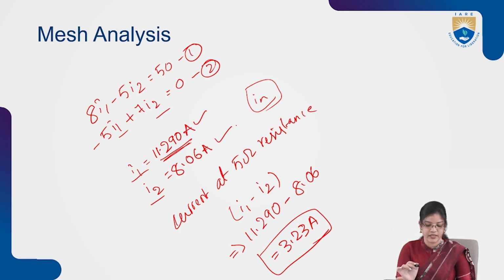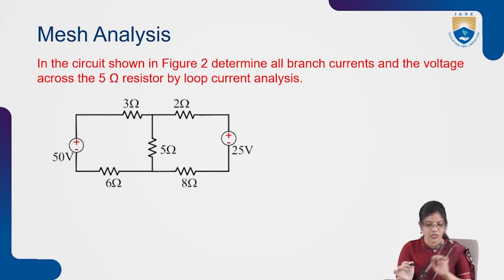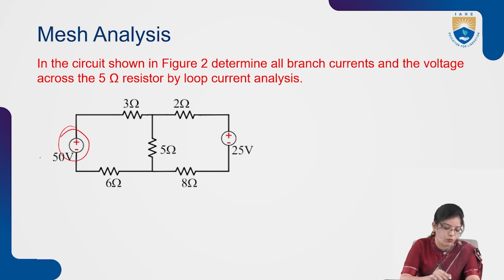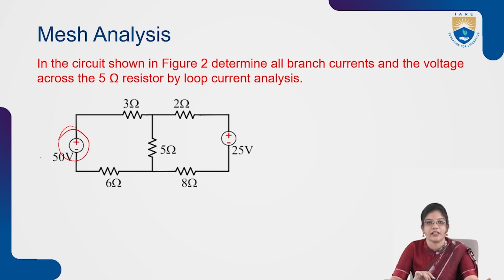So if we move on to the second example. In the previous question, we have seen how to calculate the currents in each mesh when we have only one source. Now in this circuit, we are having two sources. The question is given as: in the circuit shown in the figure, determine all branch currents and the voltage across the 5 ohms resistor by using loop current analysis or mesh analysis.